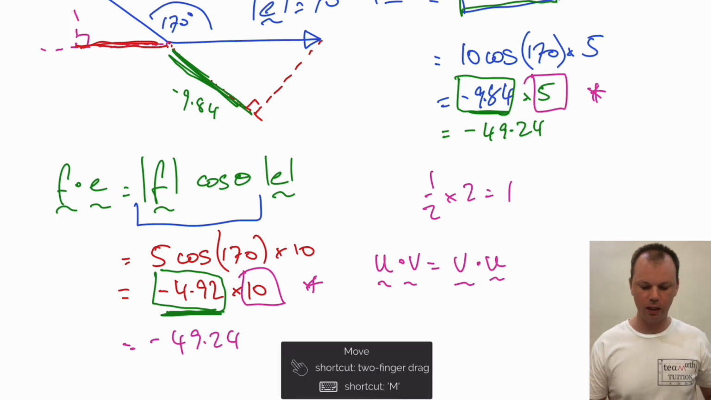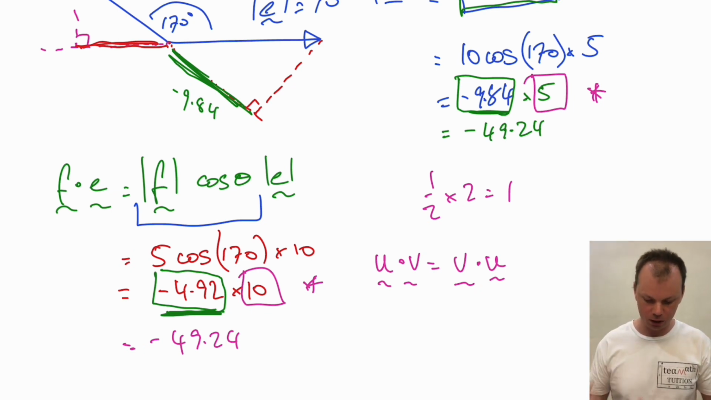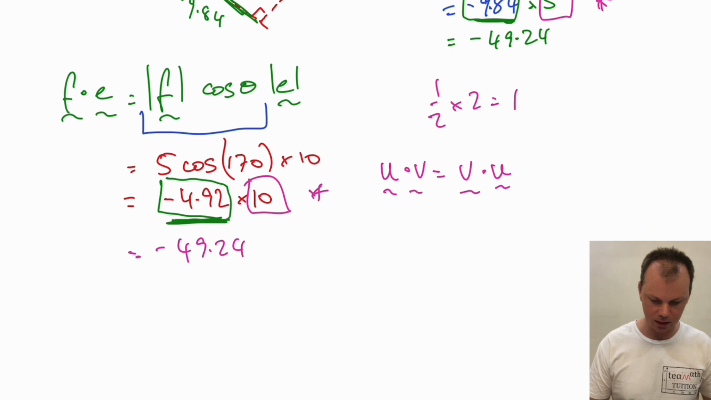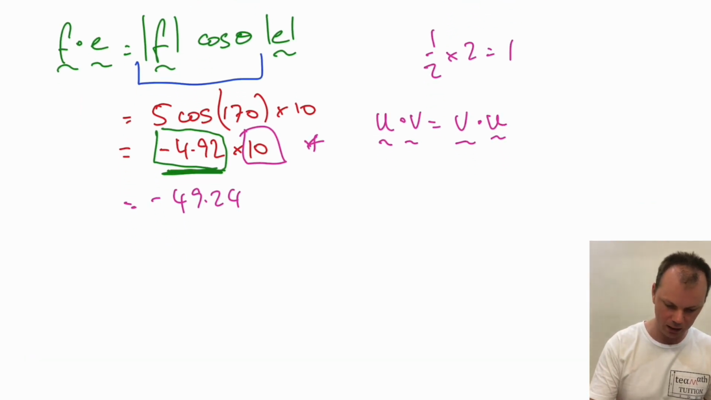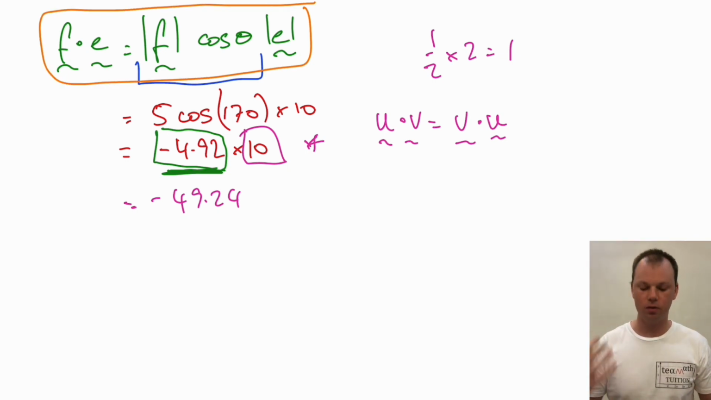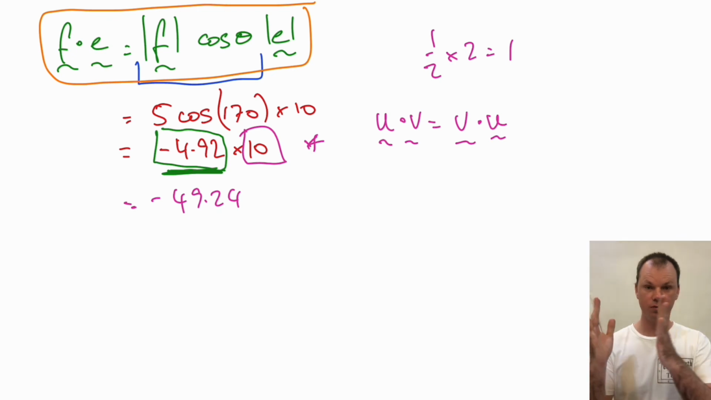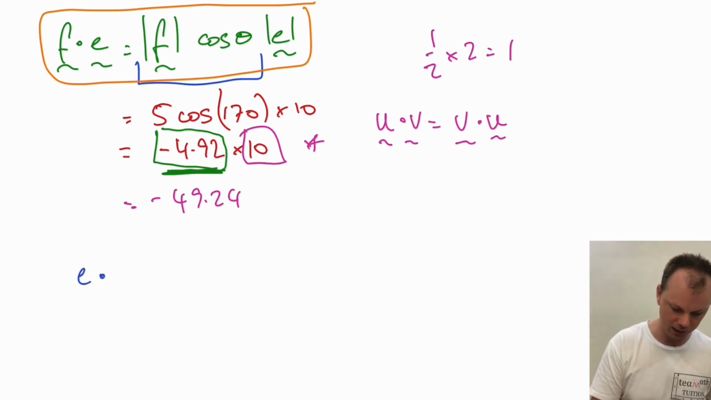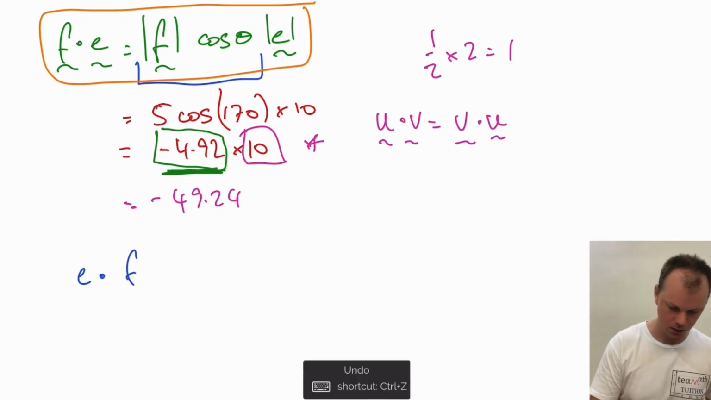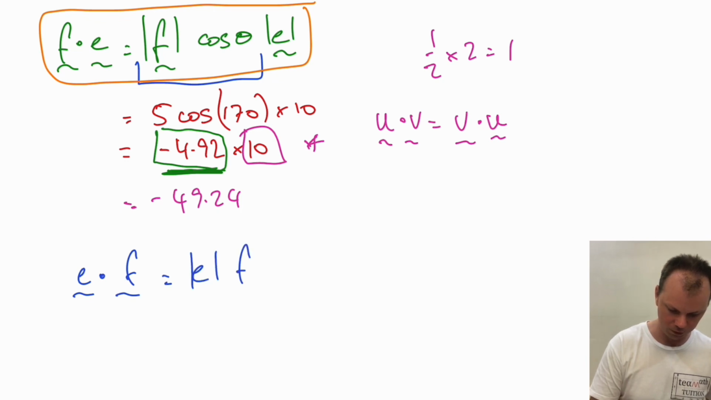Okay, so in summary, before I do a summary, the last thing that I wanted to say is this is typically not the way that the dot product is written. Normally it's written with the E and the F together. So we have E dot F equals E F cos theta.